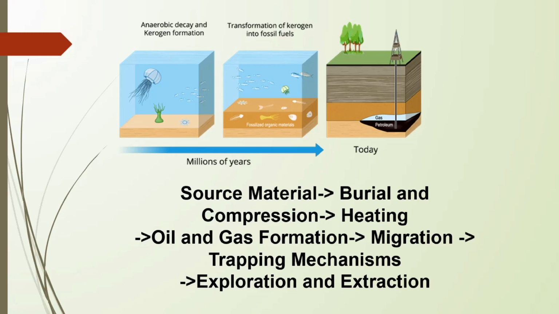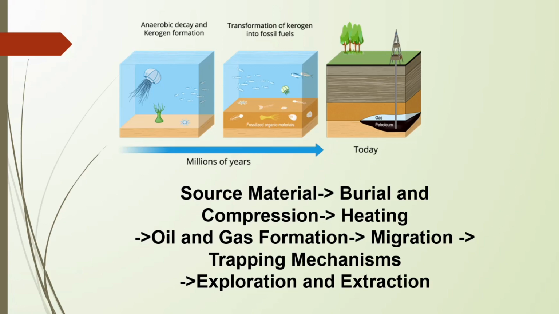Heating: the buried organic-rich source rock is subjected to heat due to the geothermal gradient, which is the natural increase in temperature with depth in the Earth's crust. This heat causes a process called thermal maturation or diagenesis, where organic matter undergoes chemical changes.